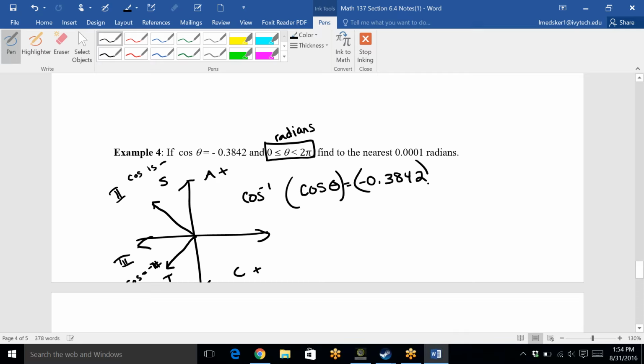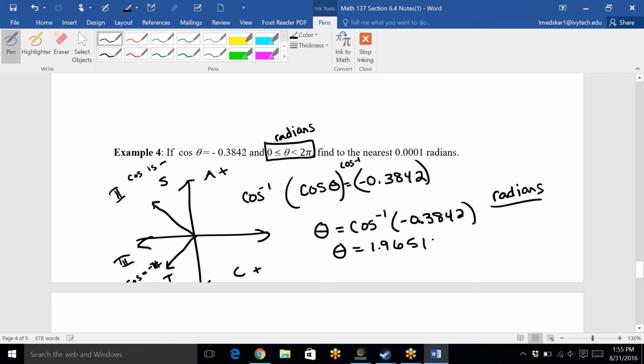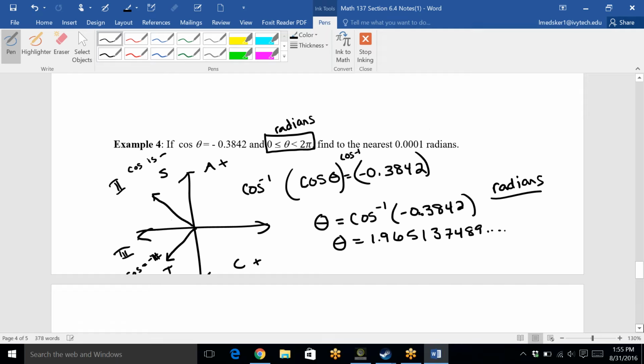Remember, we showed you this button on your calculator. So we're going to take the inverse of each side. Cosine inverse and cosine are essentially opposite operations of each other, so they cancel out and you just get theta. Now we need to use our calculator in radian mode, not in degree mode. So we need to push this while we're in radians. I worked this out already, and I got that theta is 1.965137489. It goes on forever, but that's as far as my calculator went.